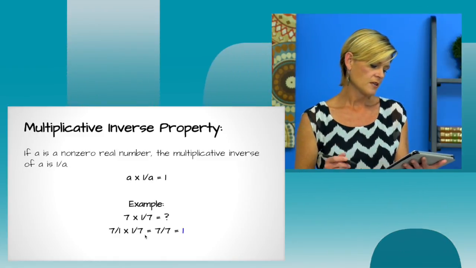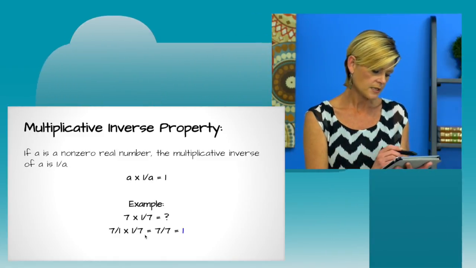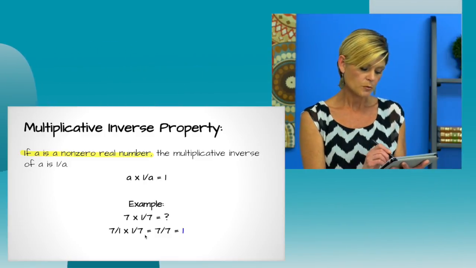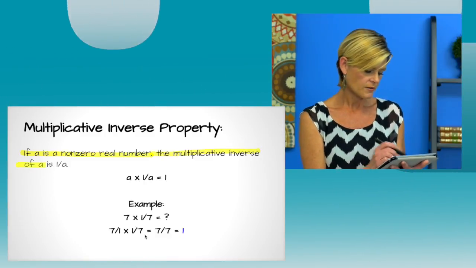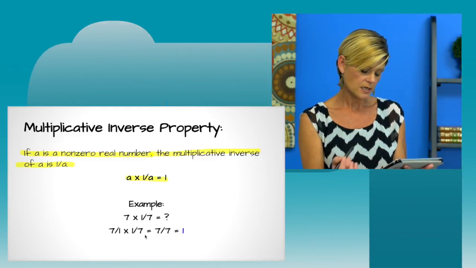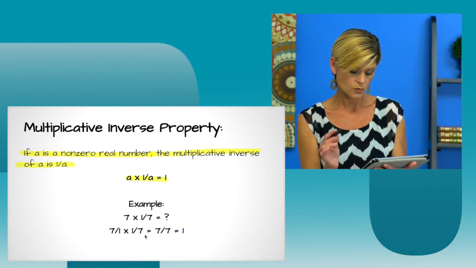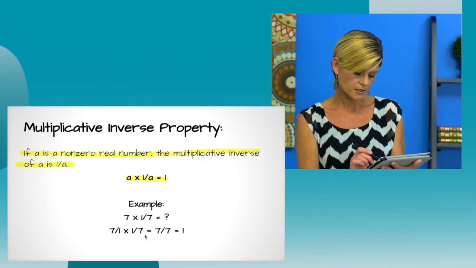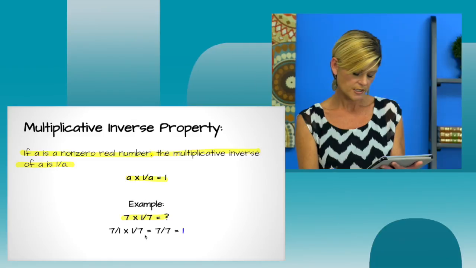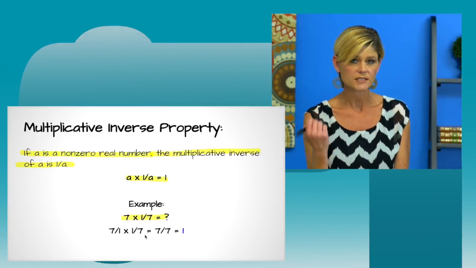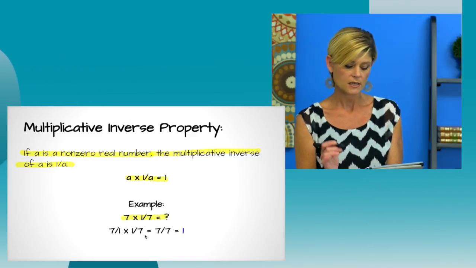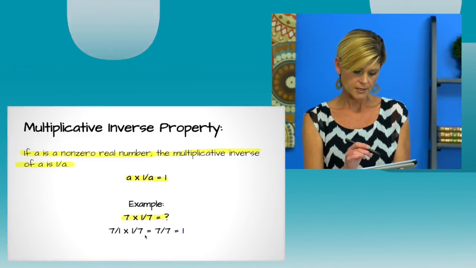The multiplicative inverse property tells us if A is a non-zero real number, the multiplicative inverse of A is 1 over A. So it tells us that A times 1 over A equals 1. Now I want you to take a look at this problem here. This says 7 times 1 over 7 equals what? What we're looking for is, is that going to equal 1? We're going to try to determine if this multiplicative inverse property is in fact true.